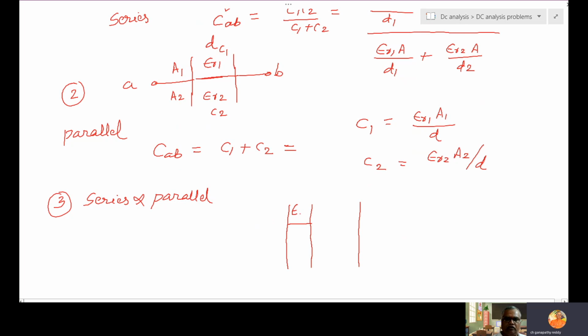So here epsilon R1, epsilon R2, epsilon R3. And this is C1, C2, C3.